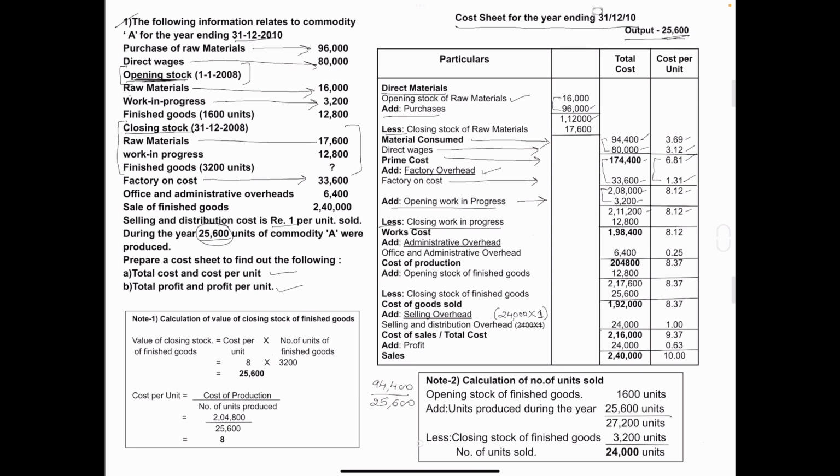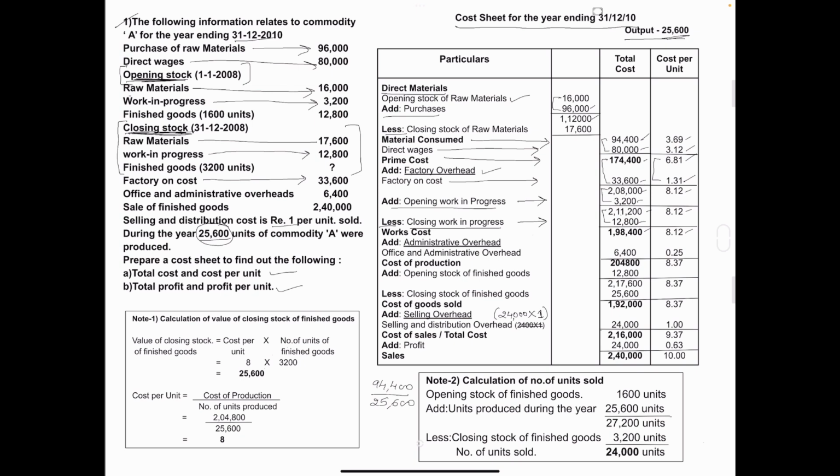Next, less closing work in progress. So closing balance here. See in the problem, closing stock amount of work in progress is 12,800. So less closing work in progress 12,800 from 2,11,200. 2,11,200 minus 12,800, you will get 1,98,400, and this figure will be the same.